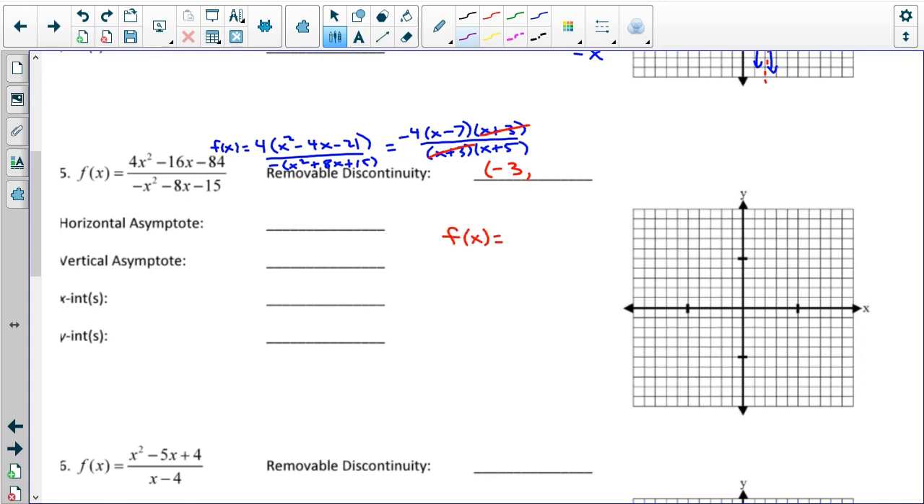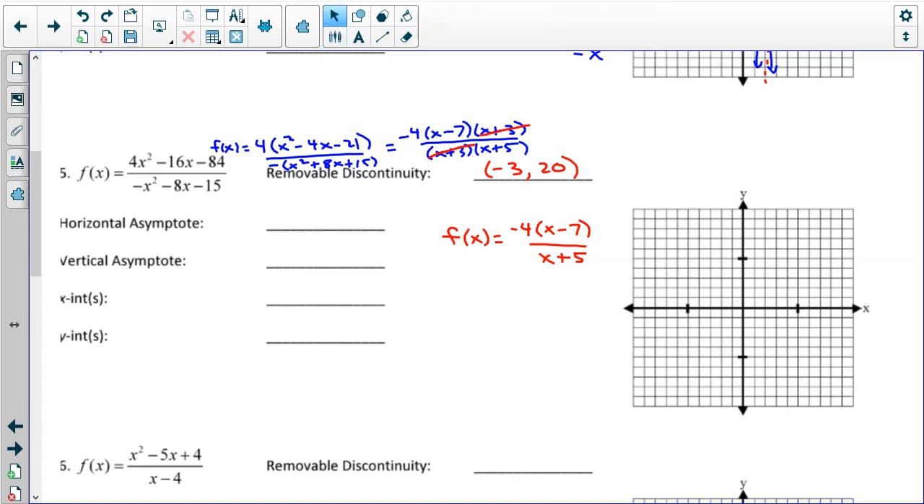I'm going to write my simplified version of this function, -4 times x minus 7 over x plus 5. That'll make it easy to determine what value of y my hole is at. So if I substitute in -3, I get -4 times -10, which is 40, over x plus 5. So -3 plus 5 gives me 2. So 40 over 2 is 20. So -3 comma 20 is where my value is.